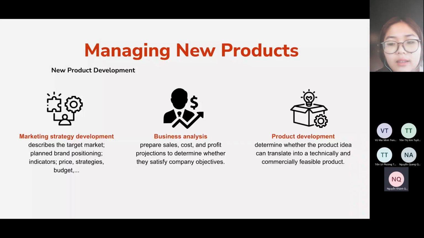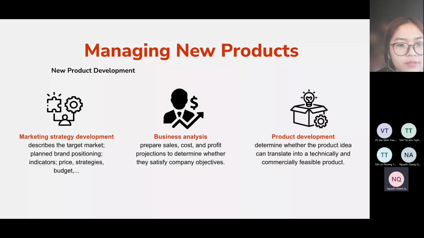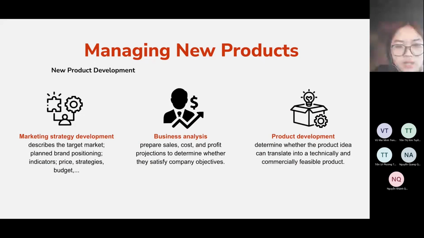So the product has existed only in a description, a drawing, or a prototype. Now we have to make a jump in investment, and the company will determine whether the product idea can be translated into a technically feasible product that embodies the product concept.